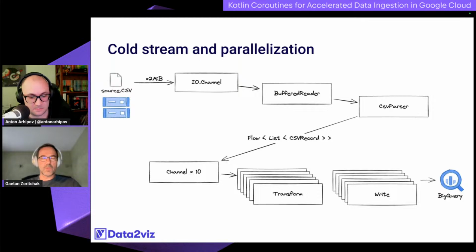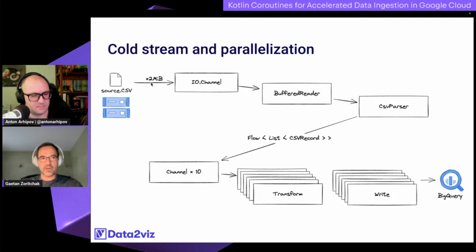So the whole flow, the whole cold stream, is this one. On one side we have our file, on the other side we have the BigQuery table, and the element that controls both parts of the flow is the channel. So until the channel reaches 10 elements in it, so here I keep 10 elements as an example, but it can be more.